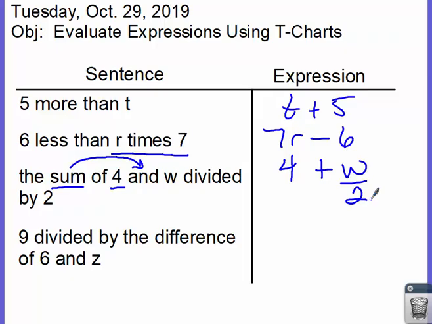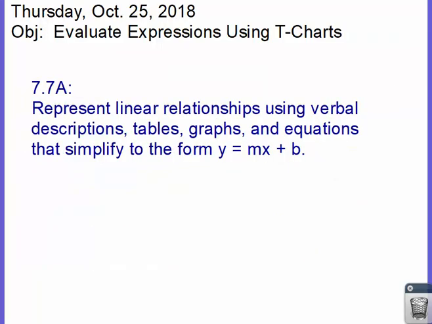And then the last one says 9 divided by the difference of 6 and z. So it says I'm taking this 9 and I'm dividing it by the answer to a subtraction problem. So in this particular one, I'm going to have 9, and I want to divide the 9 by the whole thing of the difference of 6 and z. And again, the difference, that minus is going to go where the and goes, which is 6 minus z. So in that standard, that's representing linear relationships using verbal descriptions. Well, today we're going to look at linear relationships in tables, and that's what a T-chart is all about. Okay, tomorrow we'll look at graphs.